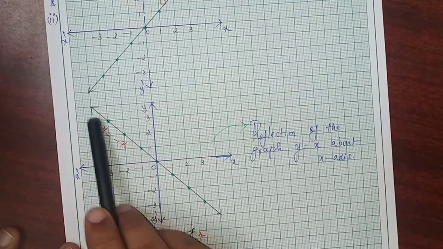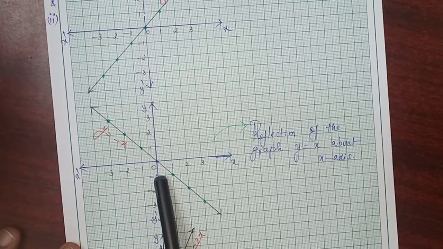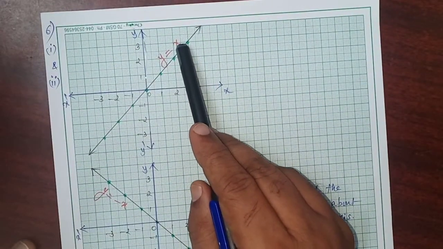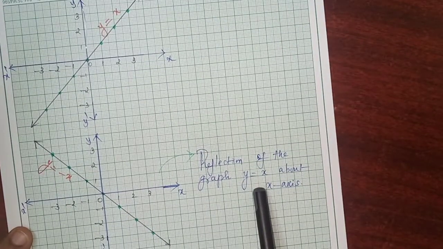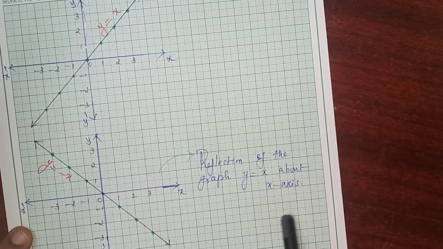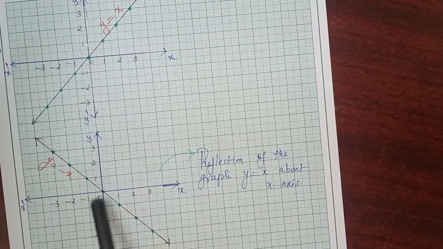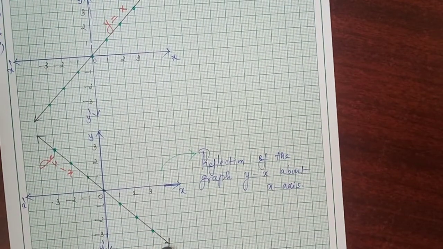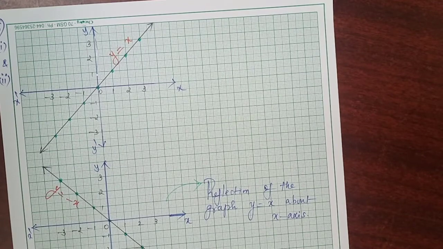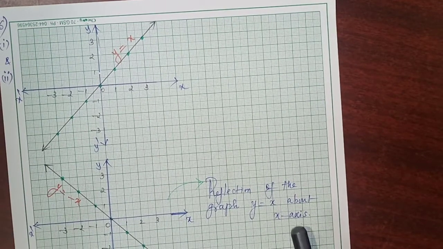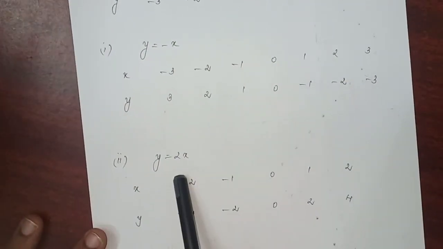We are getting the graph. This graph is y equal to f of x, this is y equal to minus f of x. You know very well, y equal to minus f of x is a reflection of the graph y equal to x about what axis? X axis. This entire graph is a reflection of this graph about x axis. Subdivision 1 is completed. Now subdivision number 2, y equal to 2x is given.